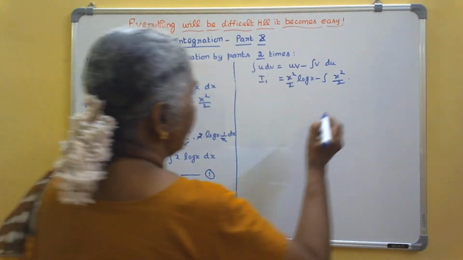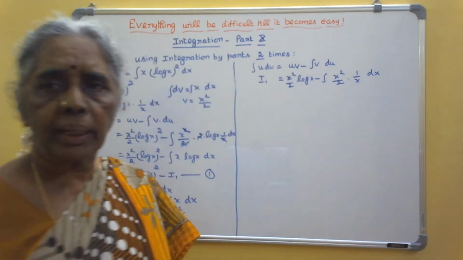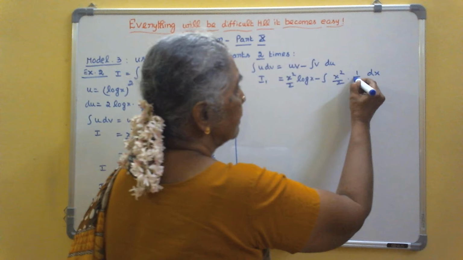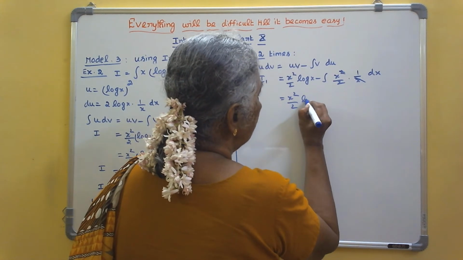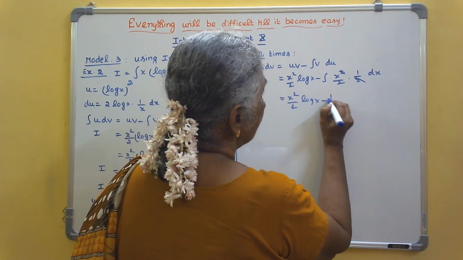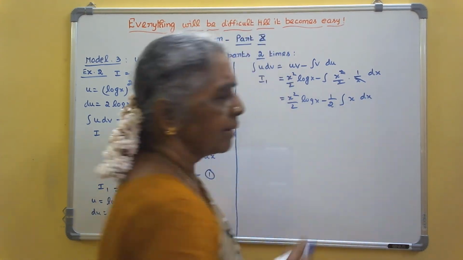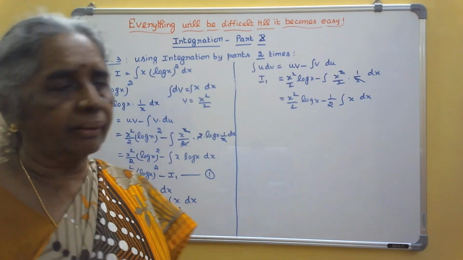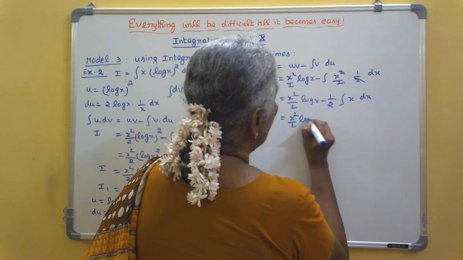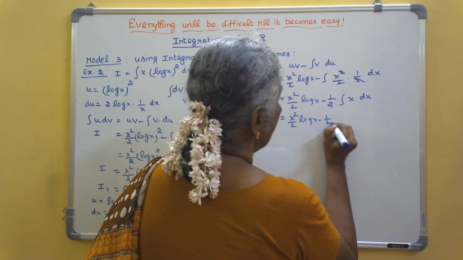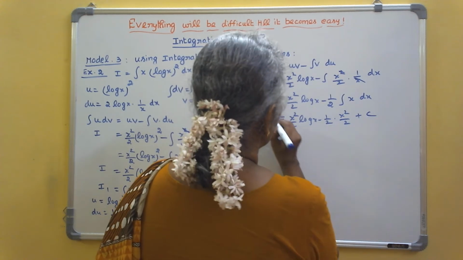du is 1 by x dx. You can cut 1 by x, so that will go. So you will get x squared by 2 log x. Take the 2 in the denominator out. You will get x dx. This is a very simple one. You can integrate. So you will get it as x squared by 2 log x minus half into x squared by 2. Then put one c there.